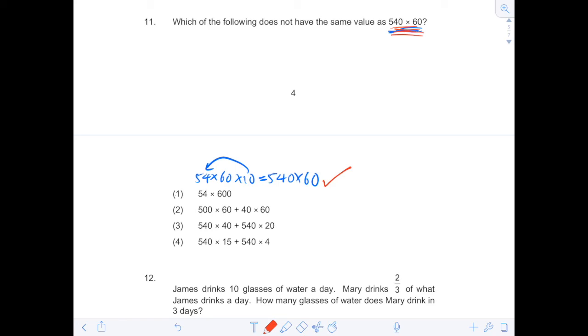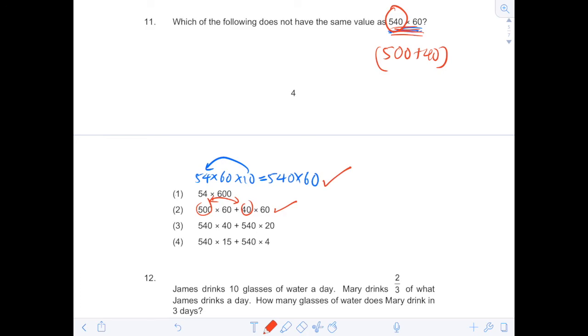Now this one is correct as well, because if you work it out, you're still going to get the same thing. What this actually means is that this 500 and this 40, they are being multiplied by 60 separately. But because this 540 is actually 500 plus 40, this is actually correct.